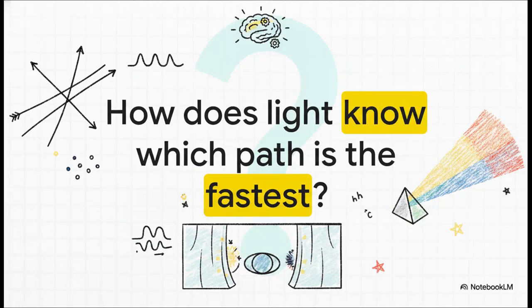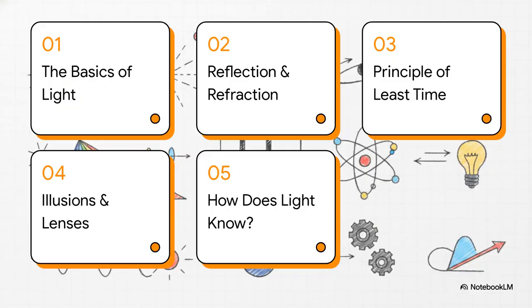Because think about it, how does light actually know which path is the fastest? It's a question that completely puzzled scientists for centuries. I mean, when light travels, it doesn't just blunder forward, it somehow seems to make calculations. To figure out how it does this, we're going to need to strip away our everyday illusions about the physical world. So here's our roadmap to crack this mystery.